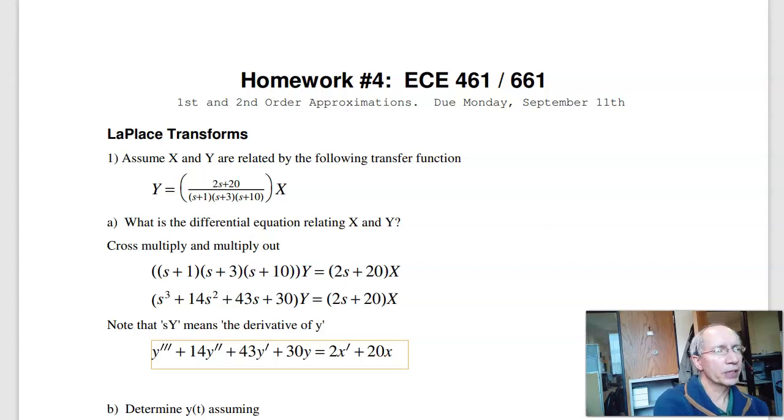Here are solutions to homework set number 4 for ECE 461-661.